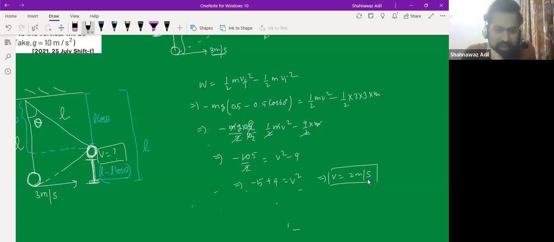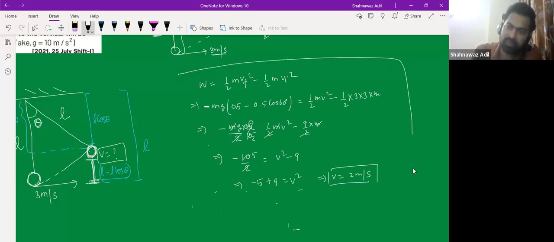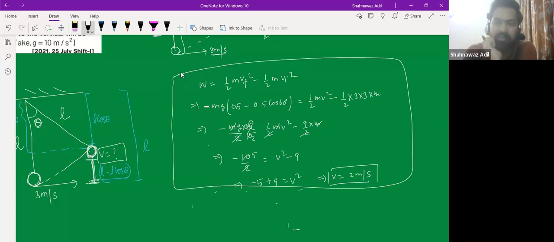Okay, clear this one. So this should be negative. This is the very crucial thing. Whenever the object is going downwards, work done would be positive. Whenever the object is going upwards, against the gravity, then work done would be negative. So is it clear? Please correct this one quickly and then we'll start the next chapter.